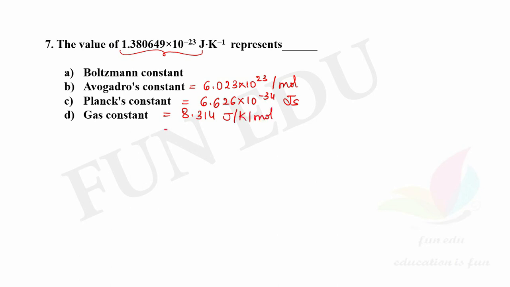Or you can also write it as 0.0821 atmospheric liter per Kelvin per mole, or that is also equal to 2 calorie per Kelvin per mole. So the gas constant can be expressed in all these given values. Okay, so majorly we use this particular relation, that is gas constant is equal to 8.314 joule per Kelvin per mole. This particular value we will use in many of the cases.